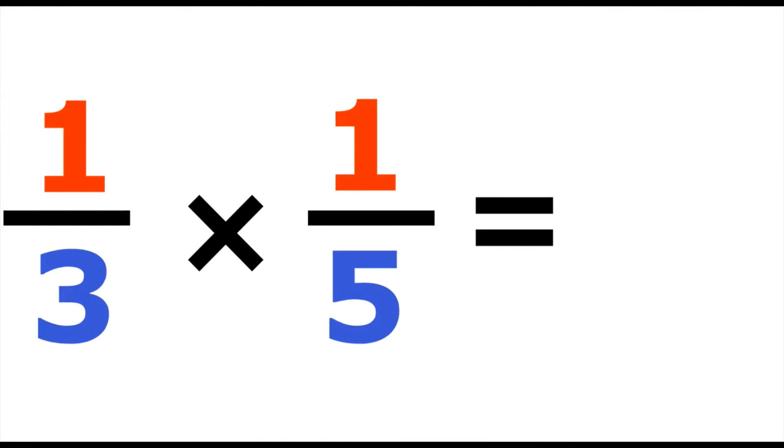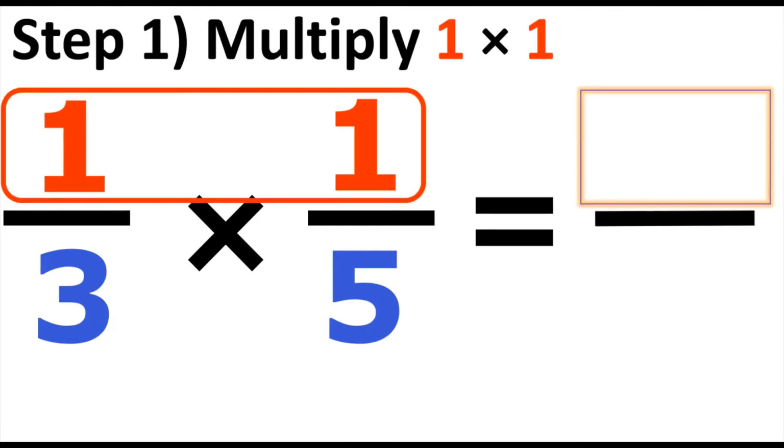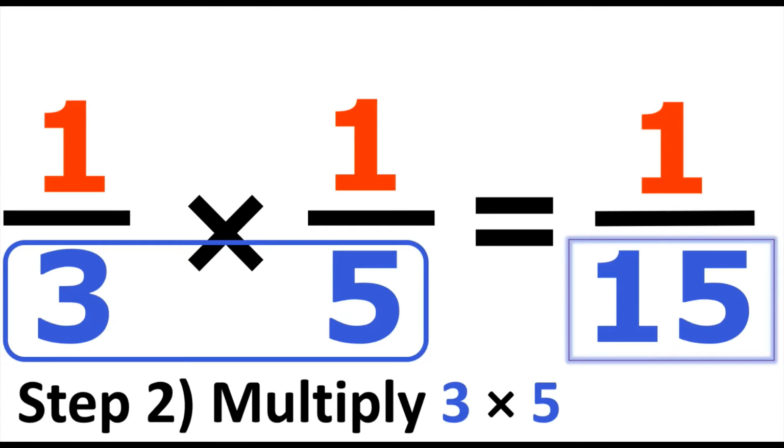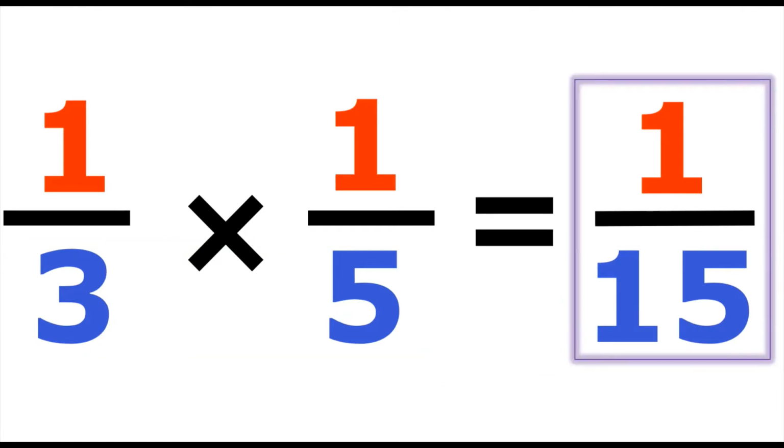So let's get started. In our very first example, we have 1/3 times 1/5. So the only rule for multiplying fractions is you multiply straight across. We're going to have the numerators in red and the denominators in blue, so it's easier to see what we're trying to do. Step 1, we're going to multiply the two numerators. In this case, they're both 1. So 1 times 1 gives us 1. Then we go to the denominator, which we have in blue. 3 times 5 gives us 15. And that's the answer, 1/15.